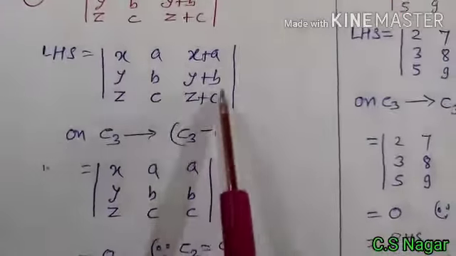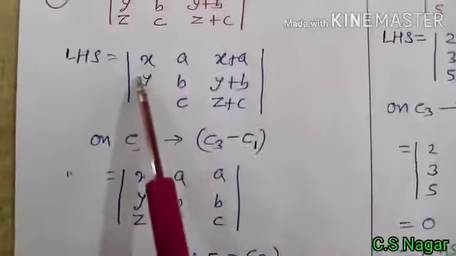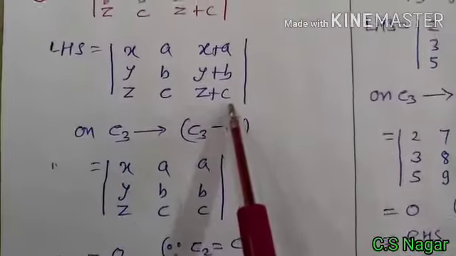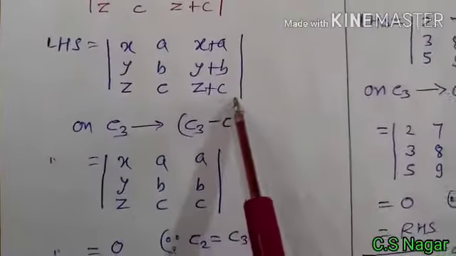So here we do C3 minus C1. The first two columns stay as they are, x, y, z and a, b, c. Now x, y, z are subtracted from C3, so x, y, z cancel out, only a, b, c remain. So here two columns are equal, identical, a, b, c, a, b, c. Since C2 is equal to C3, the value of this determinant is equal to 0.